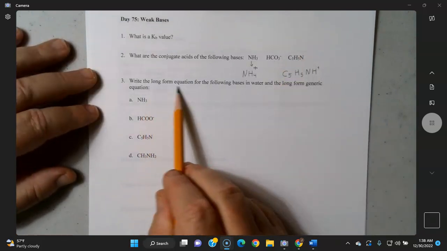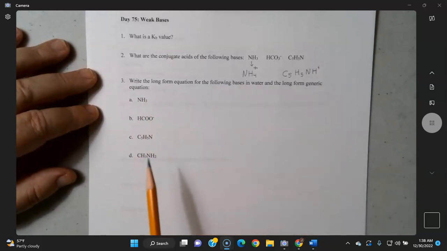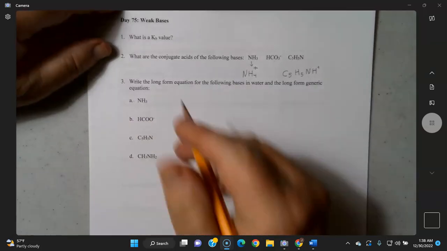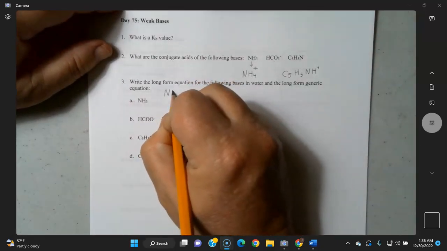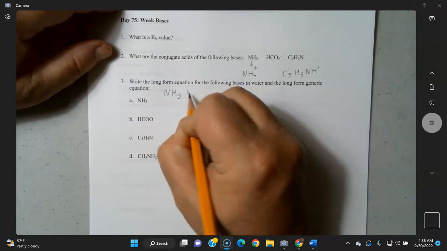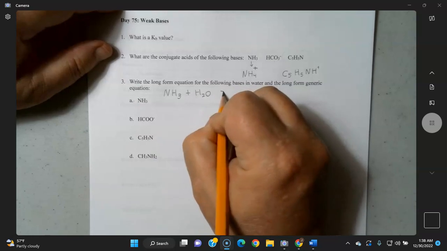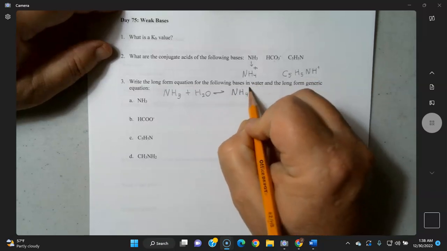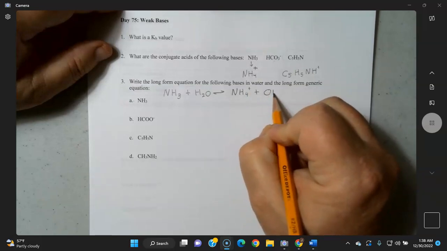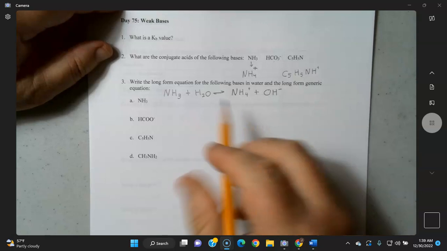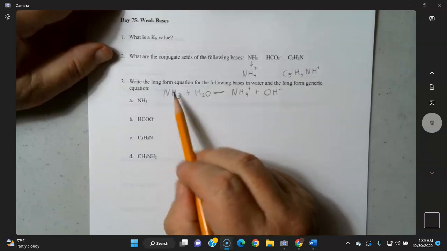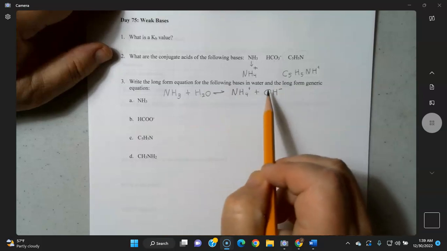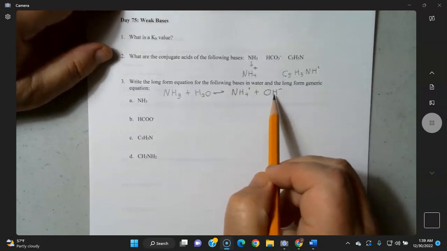Okay, now it says write the long form for the following bases in water and the long form generic. Okay, so NH3, we're going to see how A and B differ. It's not an important difference, but it is the way it's written. So NH3 is a base. It's going to attract a proton from a water molecule. And that's going to turn the ammonia into an ammonium ion, we saw up here, and produce a hydroxide. That's the definition of a base. It creates hydroxides. So a weak base doesn't bring a hydroxide along with it. You don't see an OH on this molecule right here. But if it can pull a proton away from a water molecule, the water molecule turns into an OH minus. This is simply a water molecule minus one proton.